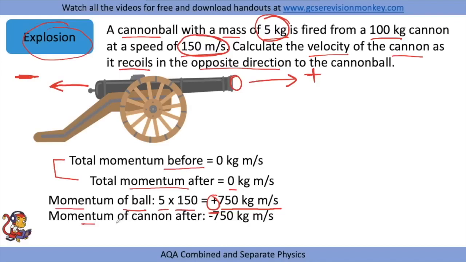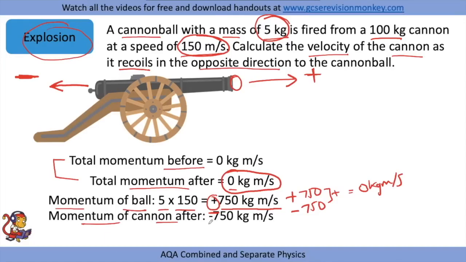So the momentum of the cannon afterwards, we know, must be minus 750. And we know that because total momentum afterwards must be equal to 0 because of the conservation of momentum. If the ball has gone forward plus 750 kilogram meters per second, then to get to 0, the momentum of the cannon afterwards must be minus 750, because if you add those two together, you get a total momentum afterwards of 0 kilogram meters per second. Okay, so that's how you get to that bit.